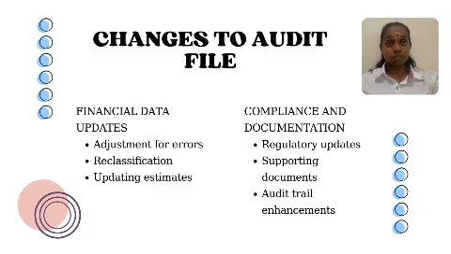I'm going to present about changes to audit file. There are two types. First, financial data updates. They have 3: adjustment for errors, reclassification, and the last will be updating estimates. The second is compliance and documentation: regulatory update, supporting documents, and audit trail enhancement.